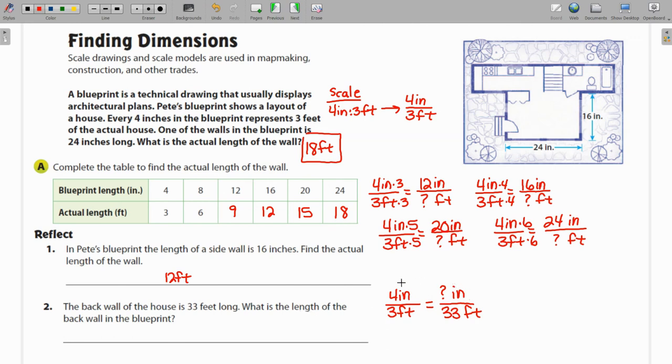Okay, so when we look at this, we can do the same thing. We're going to say 3 feet. How did we convert 3 feet into 33 feet? Well, you look at that and say, we had to multiply this by 11. Now, if I multiply the denominator by 11, that means I must multiply the numerator by 11. So 4 times 11 is going to give me 44 inches. So if we have a wall of this house that is going to be 33 feet long in real life, then the length of that blueprint wall should be 44 inches on our drawing or on our diagram.